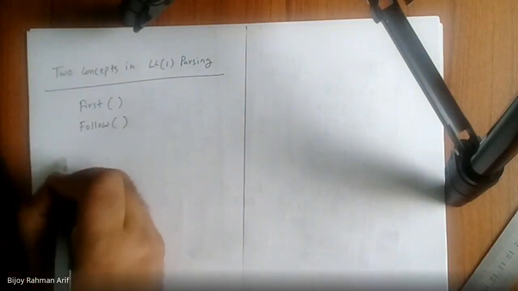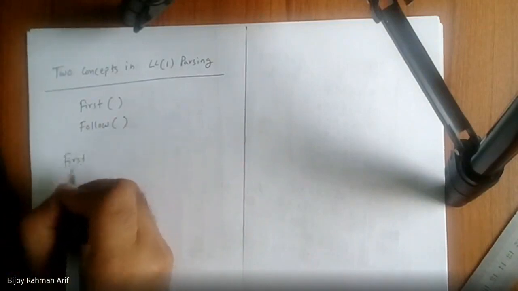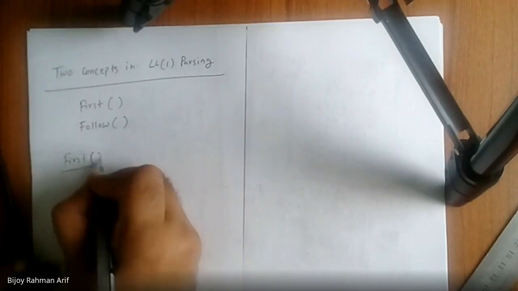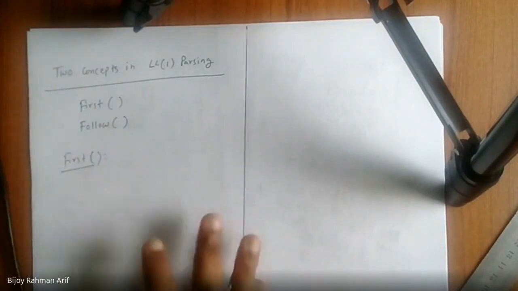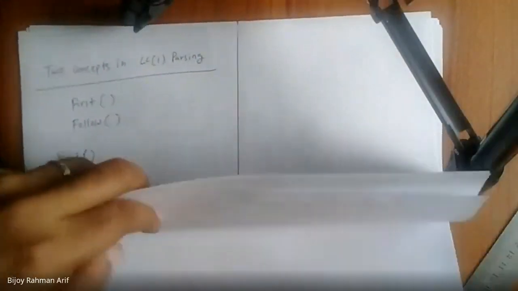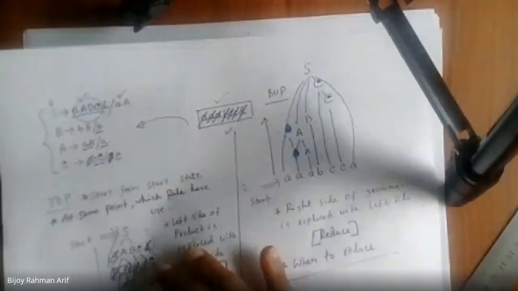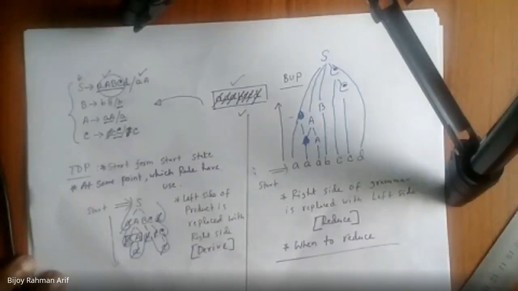Now what is first? Let's assume something like this. What is my grammar in the previous example? This is my grammar: S derives small a, capital A, capital B, capital C, small d. Small a, capital A, capital B, capital C, small d.